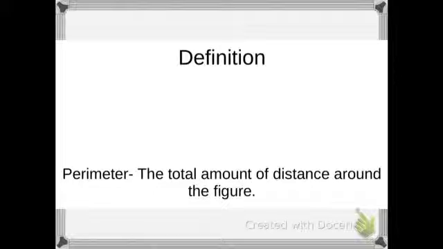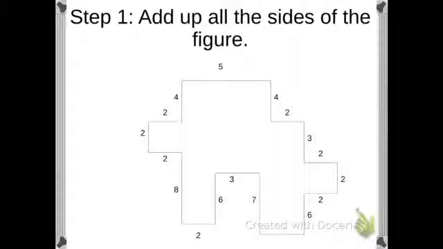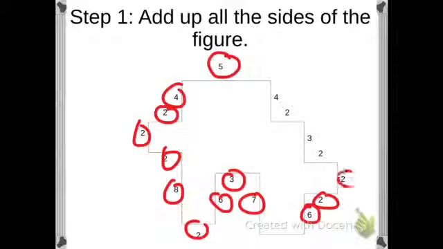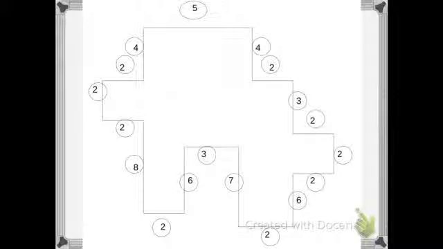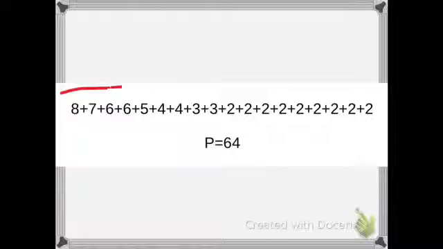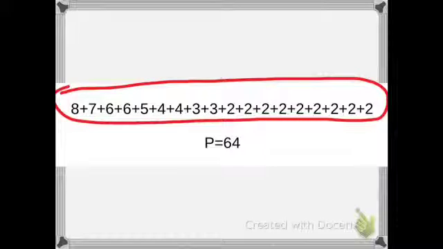Perimeter. The total amount of distance around the figure. Step 1. Add up all the sides of the figure. So you would add up this, this, this, this, and last this. So basically what I just got over here. Adding up all this would get you P equals 64 centimeters.